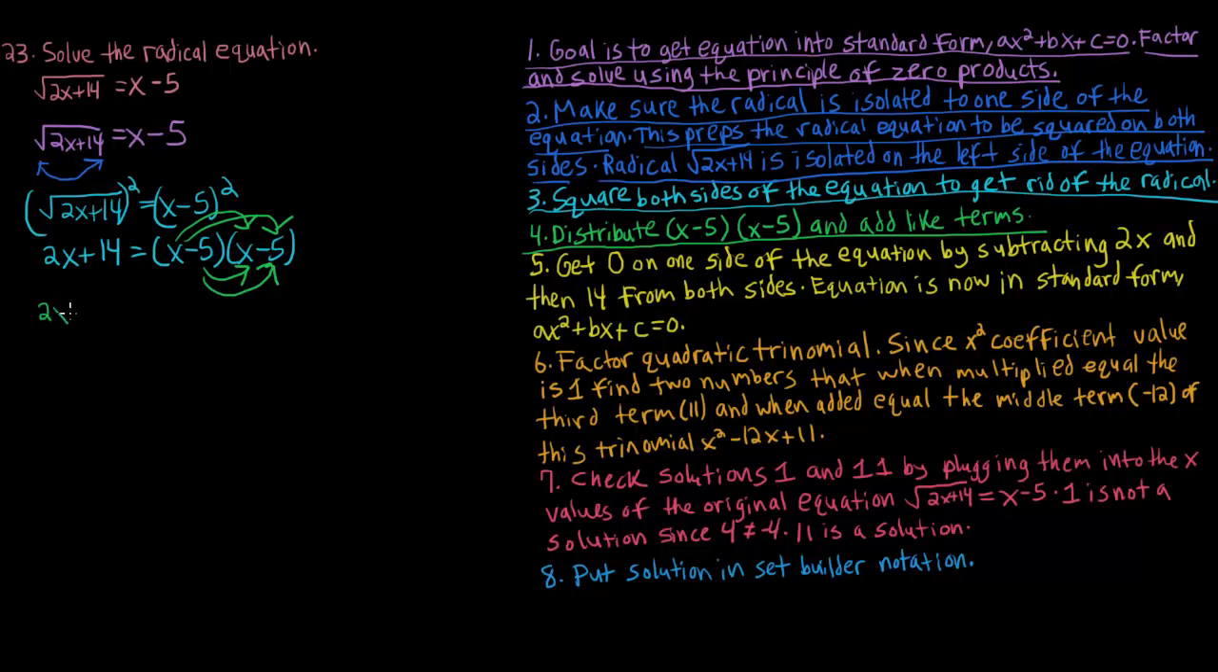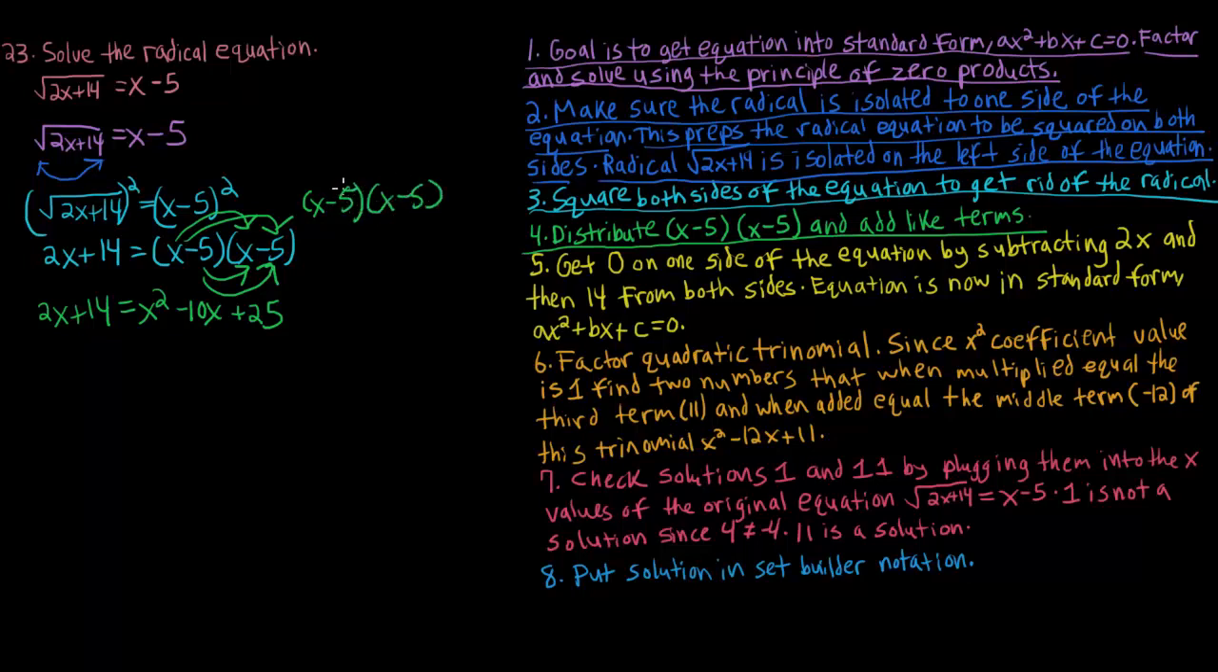So you have 2x plus 14 equals x times itself, which is just x squared. For your middle term, you add negative 5x plus negative 5x, which is negative 10x. Then you multiply negative 5 times itself, which is 25, because negative 5 times negative 5 is 25, and that's the factorization. I mean, you could do this right here, x minus 5 times x minus 5.